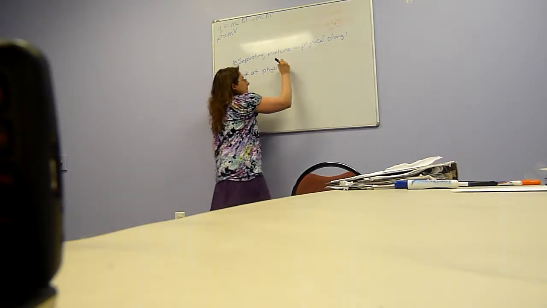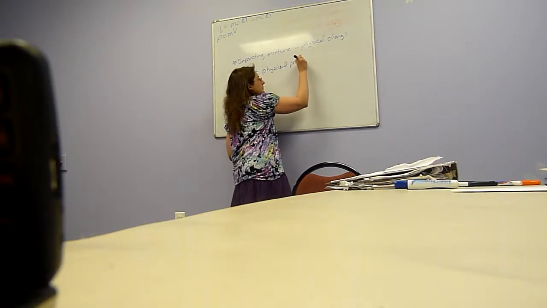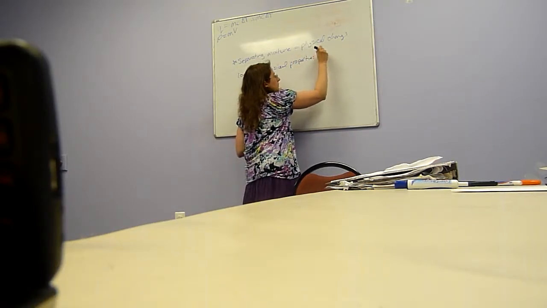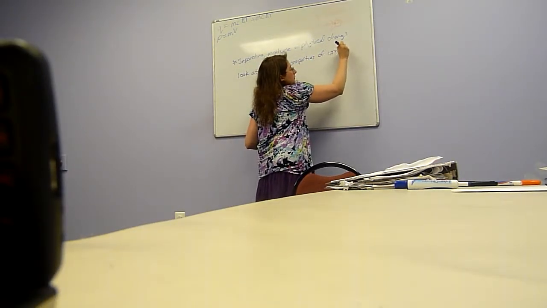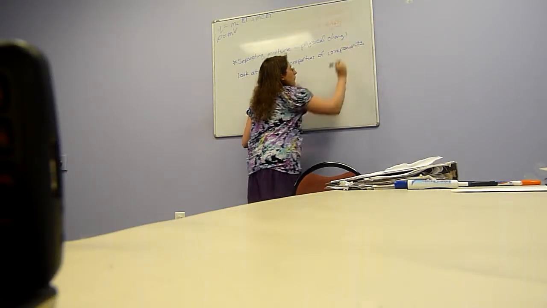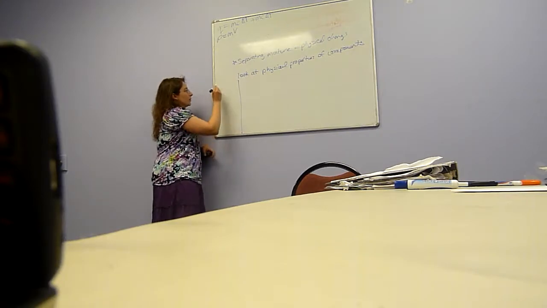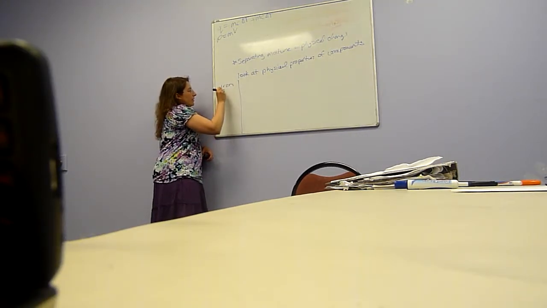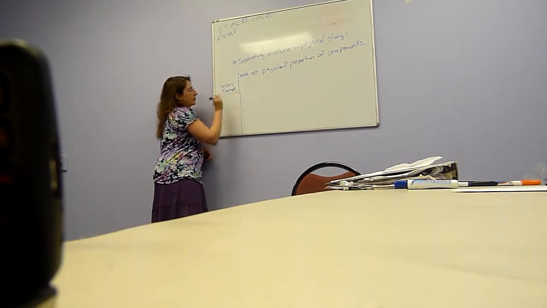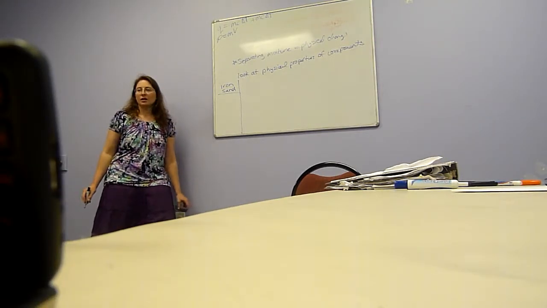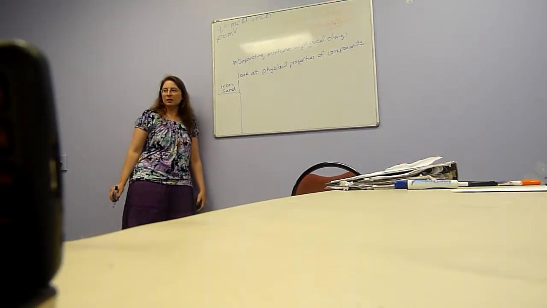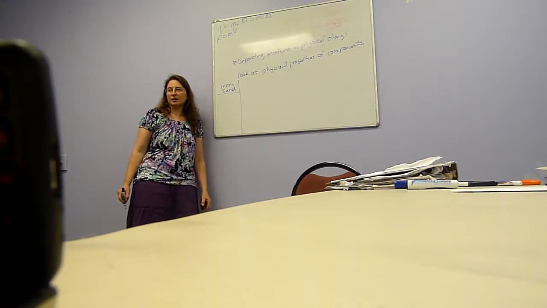How? Look at the physical properties of the components. Okay, so let's say our two components are iron and sand. How do we separate this mixture? Could you use a magnet?